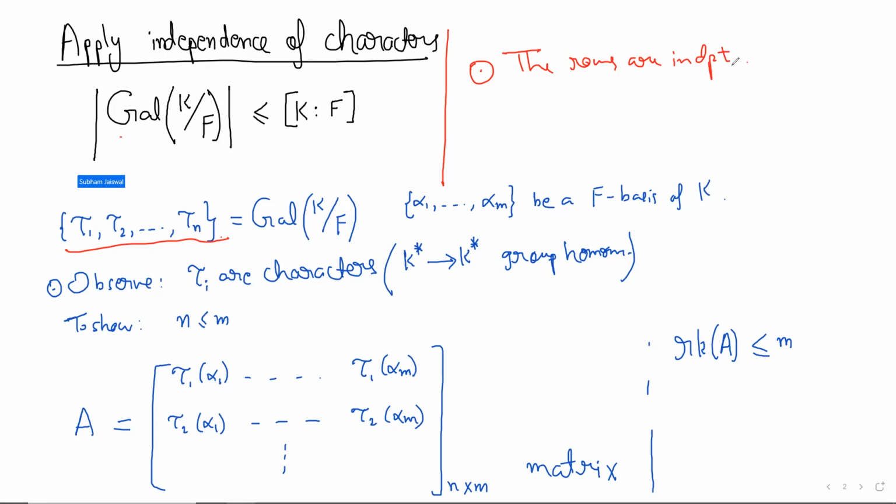Because if the rows are dependent, then the linear combination on the basis, we are using that to produce a linear combination on any element of K. That's what Arnav was telling us. So the rows are independent. So this implies that rank A is equal to N, and that is less than or equal to M. And so we are done.